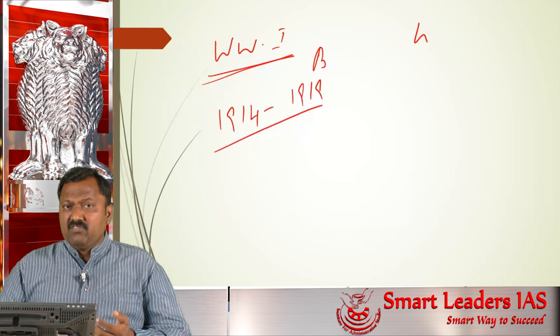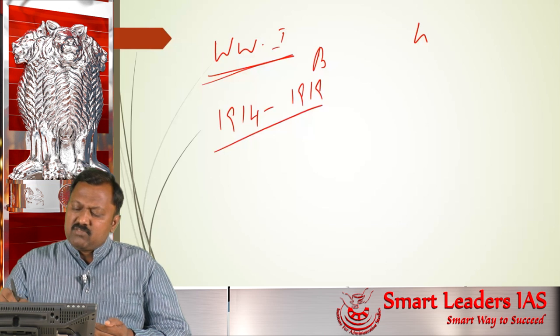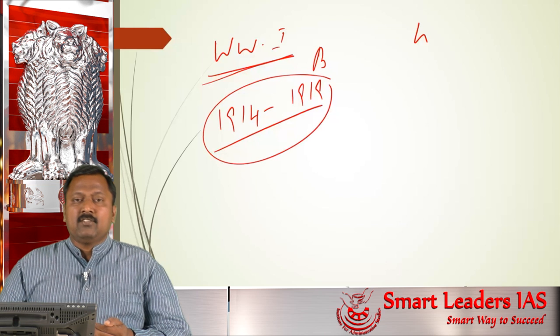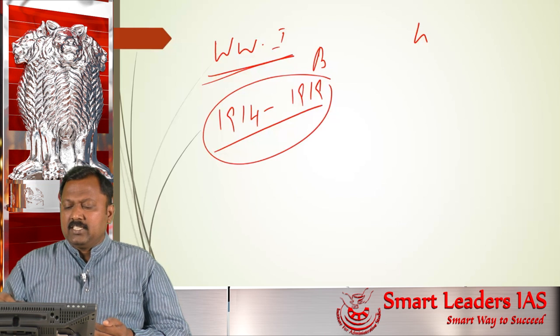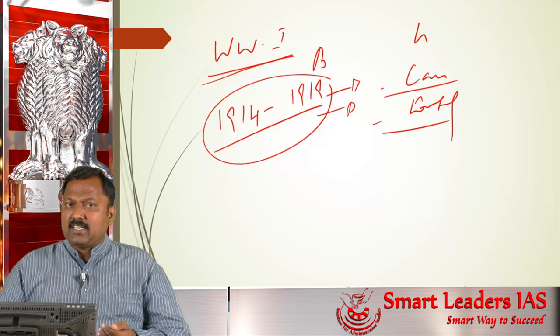In this World War period, according to the UPSC, the causes and consequences of World War I are more important, not the events which happened from 1914 to 1919. The small minor battles and wars are not important. What the causes and consequences are, that we have to study. That will be a separate class, and we will deal with that.